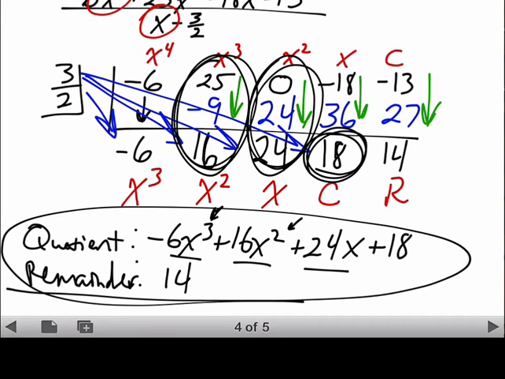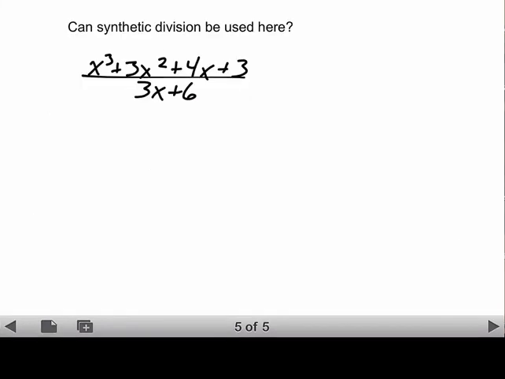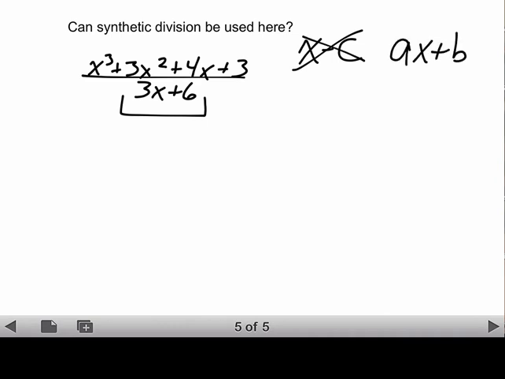But here you go. Our next consideration is, can synthetic division be used for something like x cubed plus 3x squared plus 4x plus 3 divided by 3x plus 6? Our first thought is no, this divisor is not in the form x minus c. In fact, it's of the form, if you like, ax plus b. Is there anything I can do to force this square peg into a round hole?